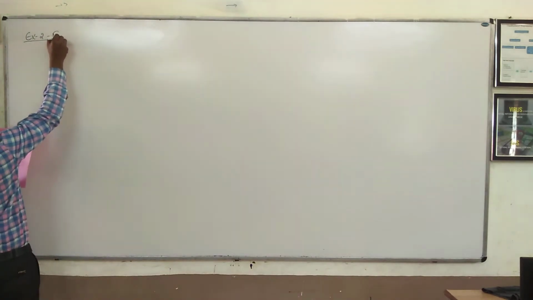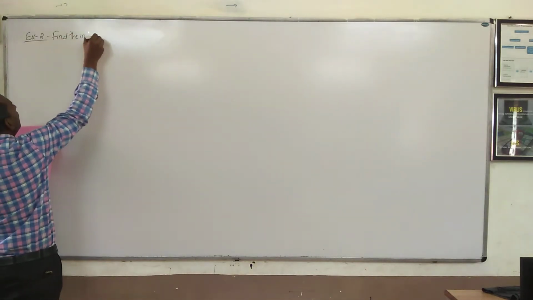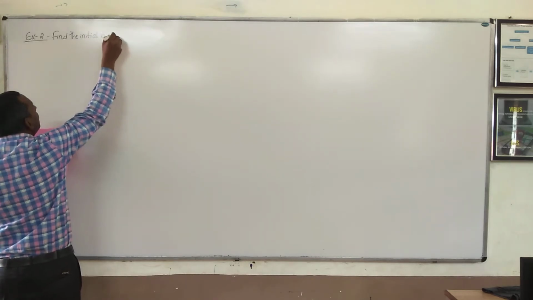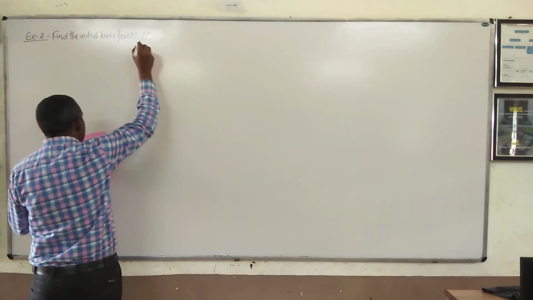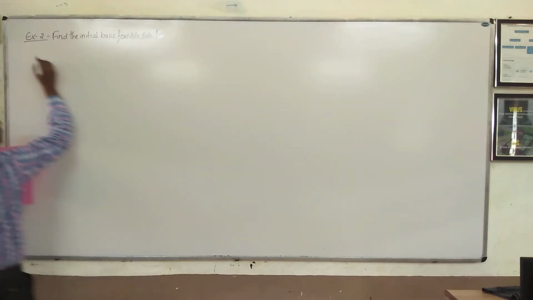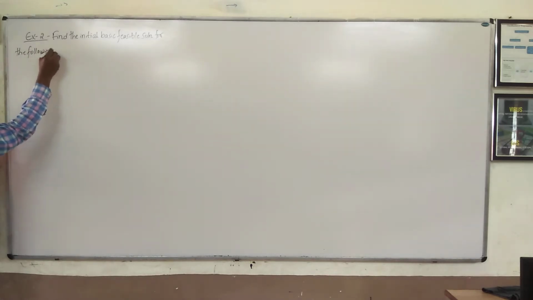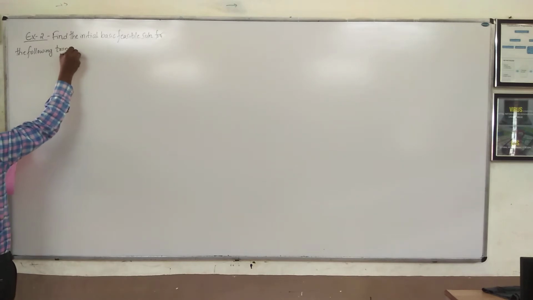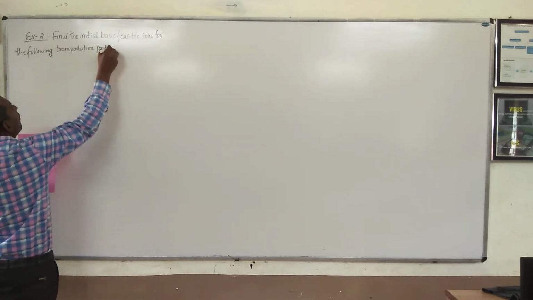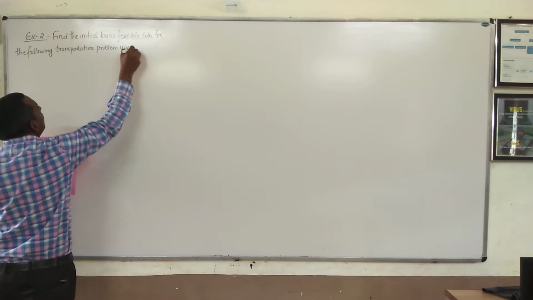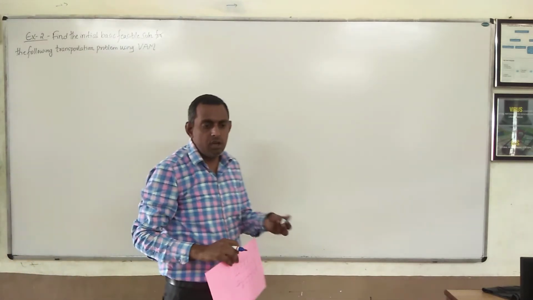Find the initial basic feasible solution for the following transportation problem using VAM. That is Vogel's approximation method.